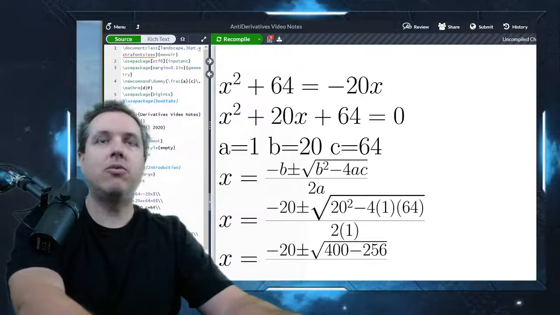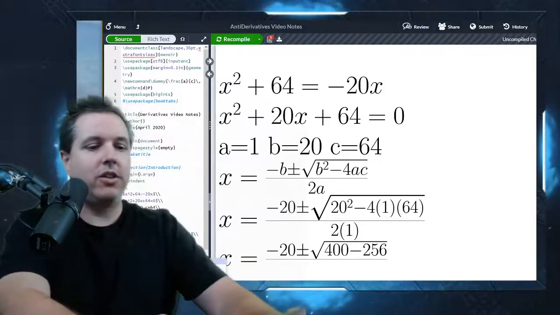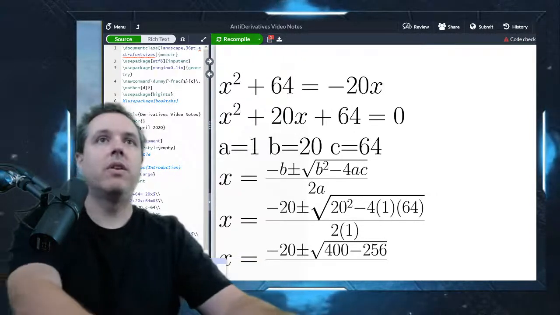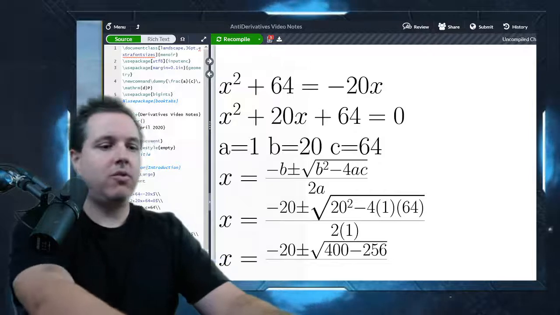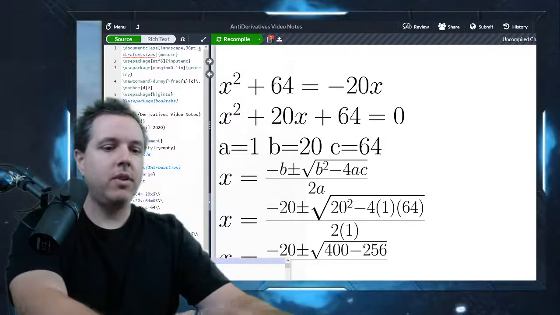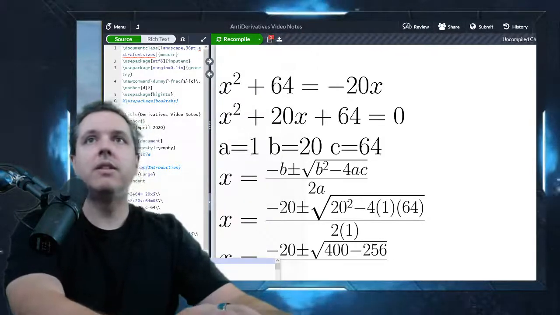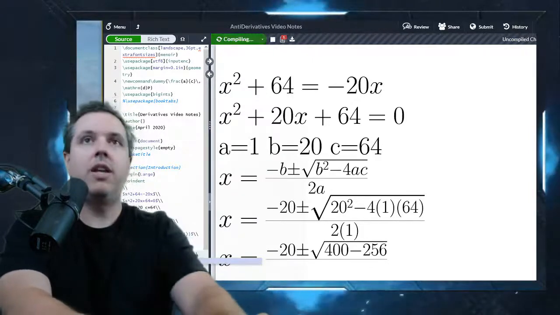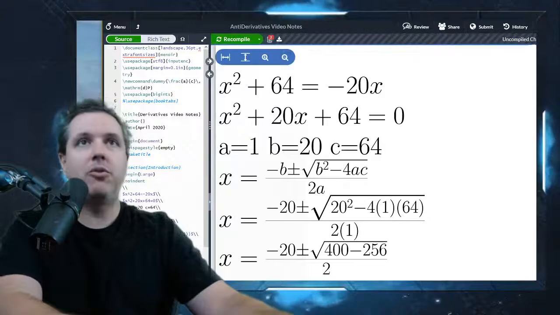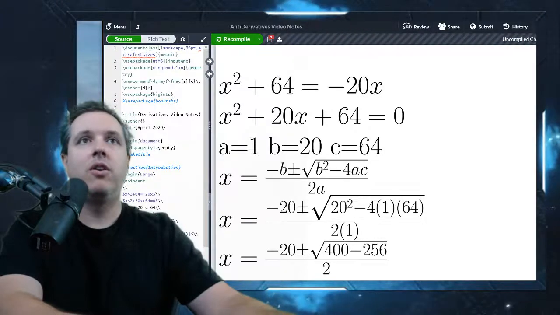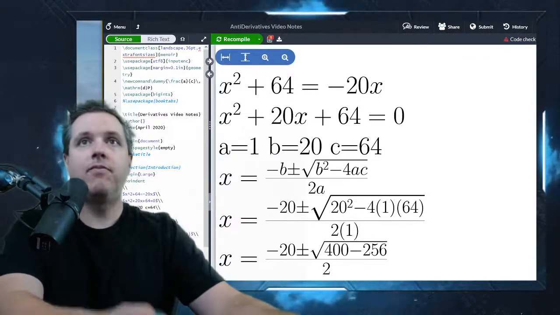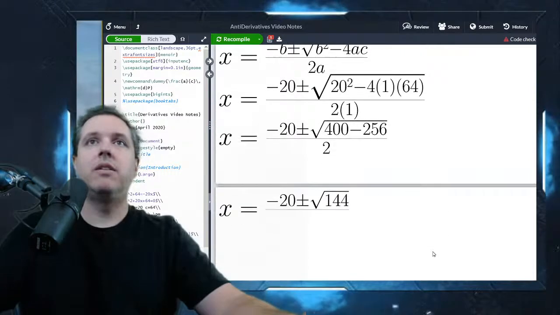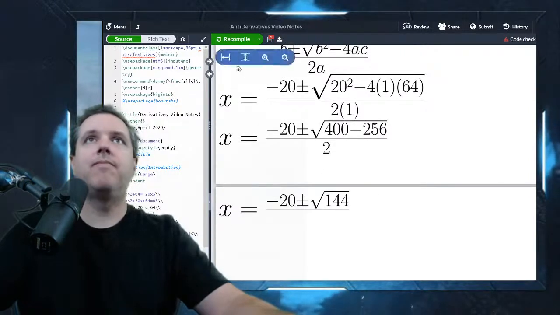So x equals the fraction negative 20 plus or minus. Okay, so I'll just go ahead and write it. The square root, I keep telling you to write all out, so I don't want to skip too many steps. 144 all over 2. Oh, great. This is coming out real nice.